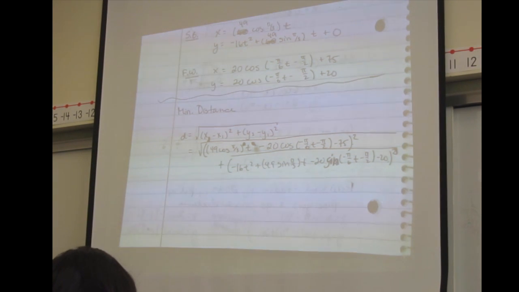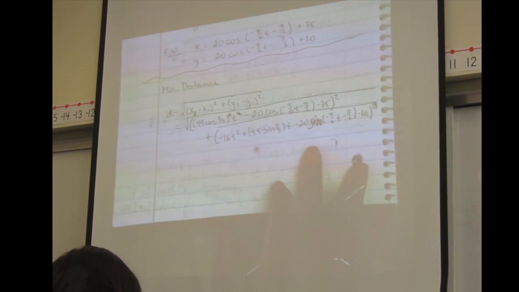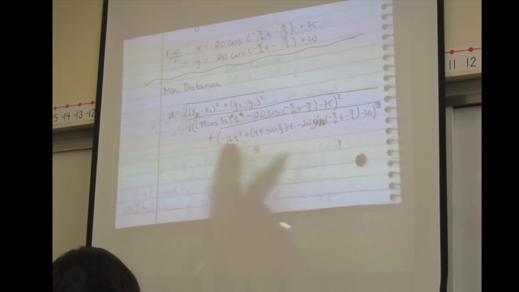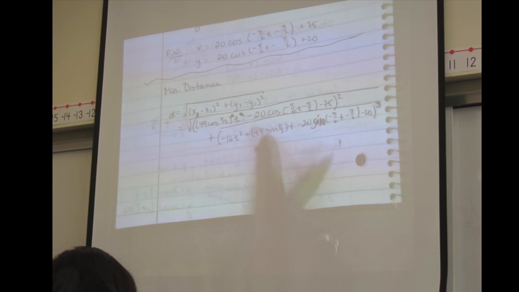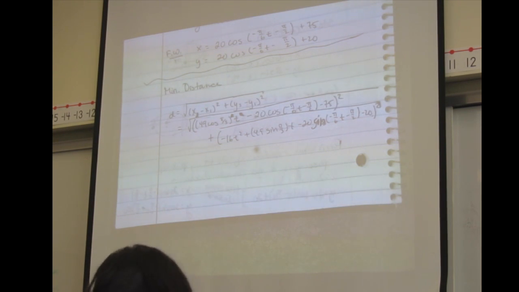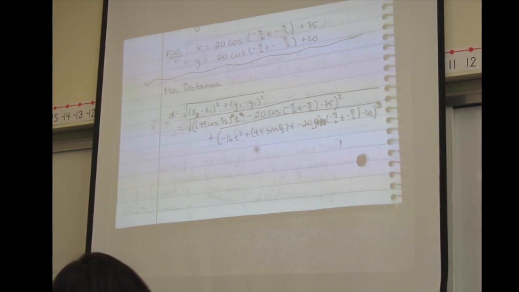Okay, so now to find the minimum distance, you do the derivative, but we're not going to do the derivative here because that's way too nasty, with the chain rule. We're going to do a derivative on our calculator. Didn't you make a function out of it beforehand and then take the derivative?